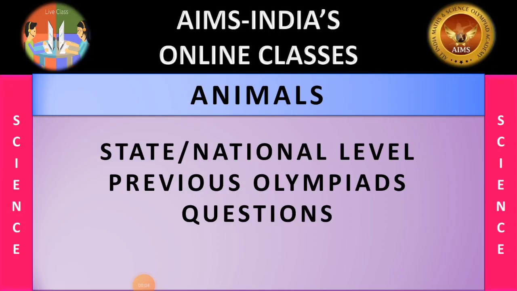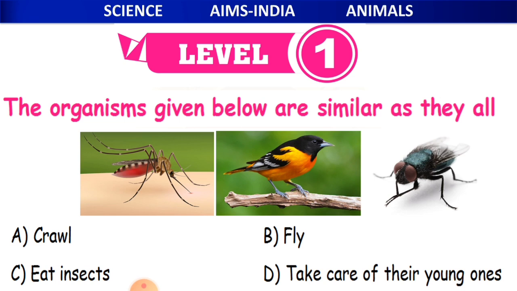So today in this session we are going to discuss state and national level previous Olympiad questions on the topic animals. Okay children, what is the topic? It is about animals. We are going to discuss some questions and answers in this session. Okay, let us start with level 1 and the first question here.